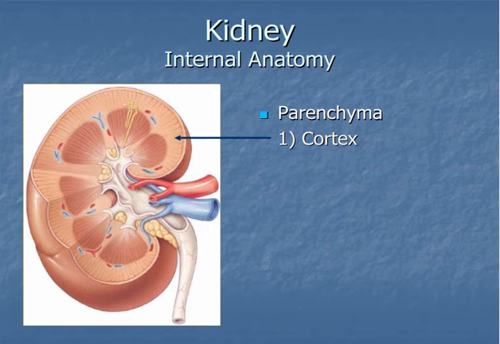Now let's take a look at the parenchyma, or functional parts of the kidney. The first of these functional parts, just below the capsule, is the renal cortex. The renal cortex is where some of the nephrons are located, and we'll be talking about them in just a second.